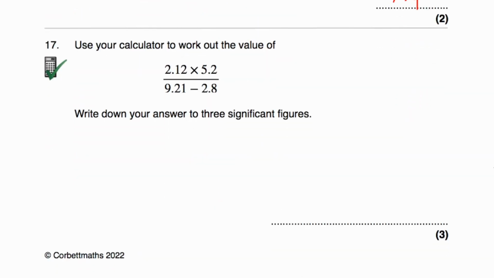Okay, question number 17. Question number 17 says, use your calculator to work out the value of this and write down your answer to 3 significant figures. So let's type this in as a fraction, 2.12 multiplied by 5.2, and then on the denominator, 9.21 subtract 2.8. And whenever I work that out, I get an answer of 1.719812793. We want to write our answer to 3 significant figures. So that's going to be 1.71 or 1.72. So that's going to be much closer to 1.72 than it is to 1.71. And that's it. So the answer to 3 significant figures would be 1.72.